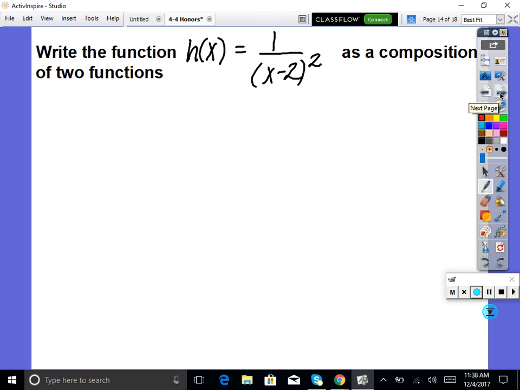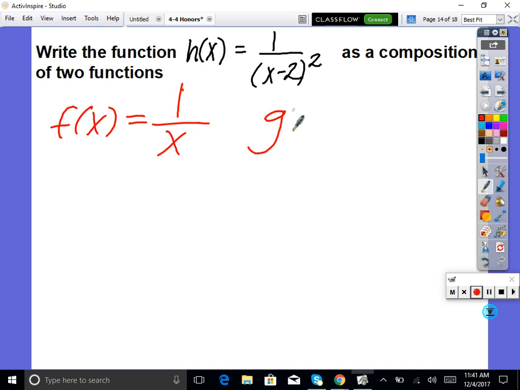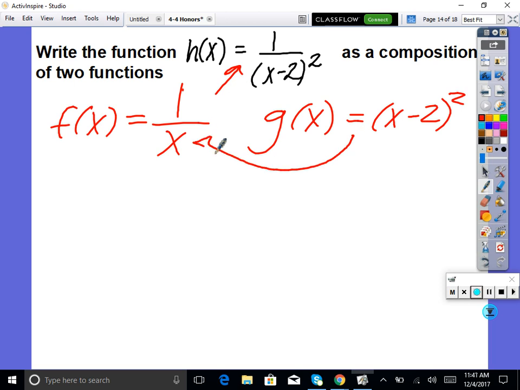Okay, all you smarty pants out there, I want you to write the function h of x is equal to 1 over x minus 2 squared as a composition of two functions. Ready, go. There's many different answers. So it's like literally saying, I'm going to let f of x, for example, this is just one of the many options I saw that you came up with, be 1 over x, and then let g of x be x minus 2 squared. And then to create h of x, I'm going to have to plug g into f. So that would be f o g, wouldn't it? Does everybody see how that would work?